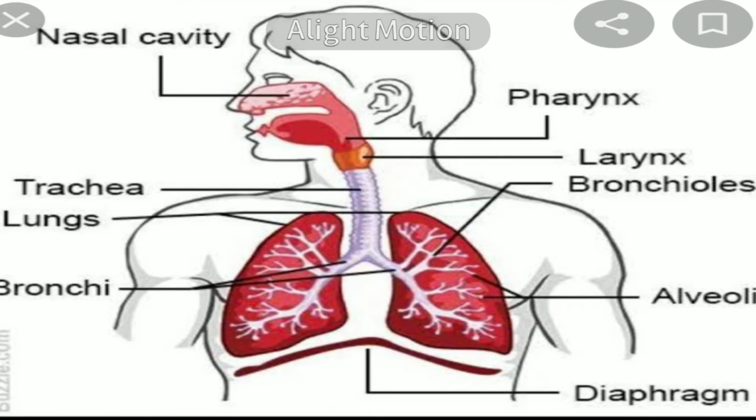Hi friends, as I had promised you before, let me tell you about the systems in our body, and there are 8 of them. First, let me tell you in brief about the respiratory system.